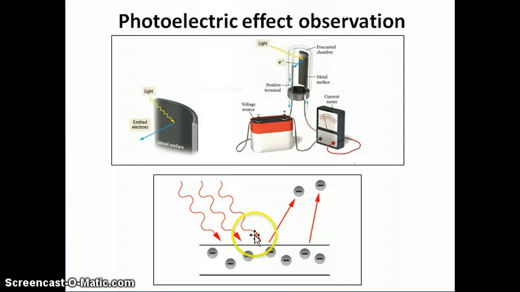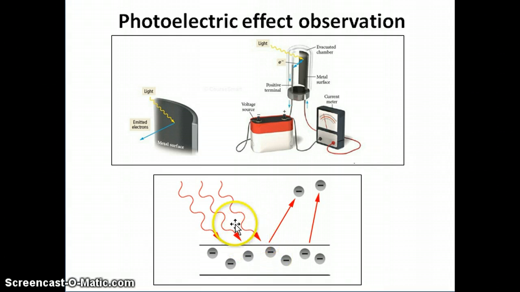It comes in these packets. Later on, these are what we call photons. So light is composed of this stream of particles. Each particle is called a photon. Okay, the particle of light is called a photon. And when the photon hits the electron, it transfers energy. That energy is transferred.